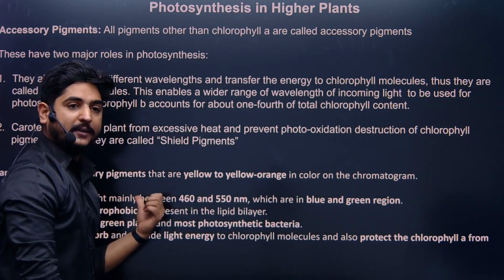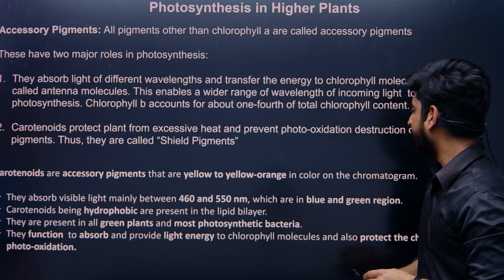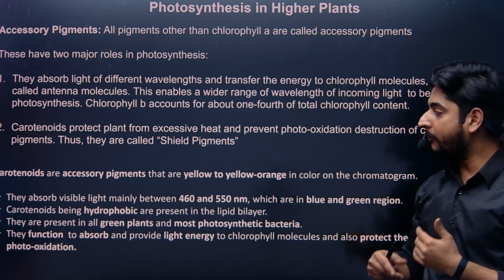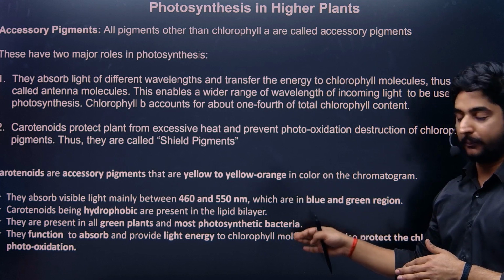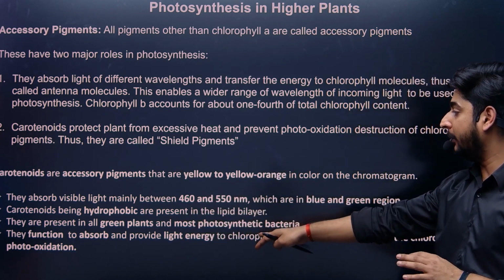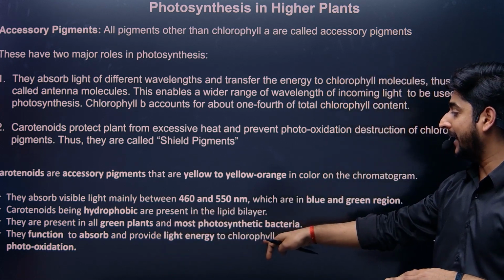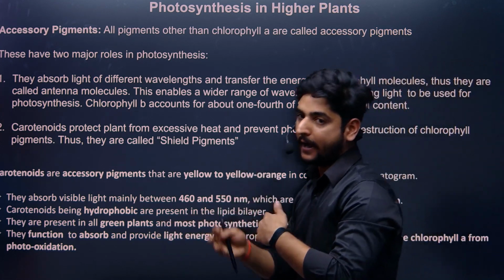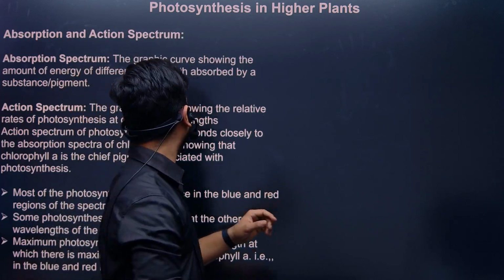Now carotenoids, they say they are the accessory pigments from yellow to yellow-orange in color, and they absorb visible light mainly in the region of 460 to 550 nanometer. They are hydrophobic, present in almost all parts of the green plants and photosynthetic bacteria. They function to absorb and provide light energy to chlorophyll molecules and prevent them from damage from photooxidation.